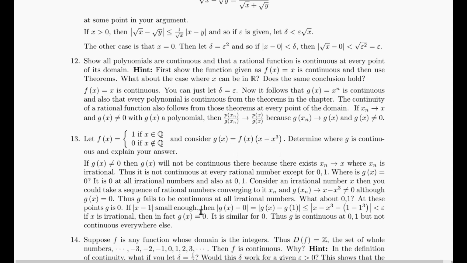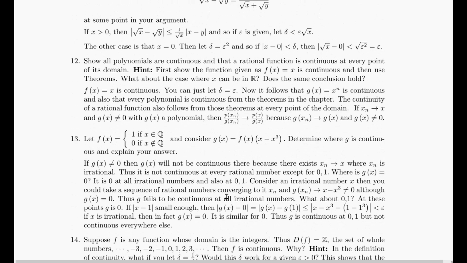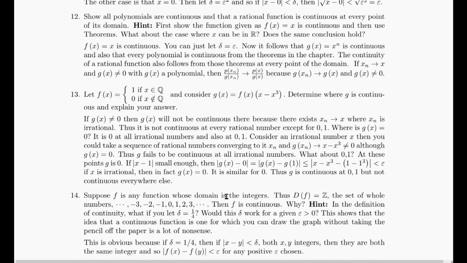If x minus 1 in absolute value is small enough, then g of x minus 0 is this, and that's smaller than this, and that's less than epsilon, because this is a polynomial, you see, and its value at 0 is 0. All right, so in fact, g of x is 0. Now it's similar for 0. So you see what happens is g is continuous at these 2 points, but it is not continuous everywhere else. See, not continuous at the irrationals. It's not continuous at any rational other than these 2. That's what we discussed. And it is continuous at these 2 points. So it's kind of an interesting example. See, up here earlier, we had one that was continuous at all the irrationals and discontinuous at all the rationals. Here we have one that is continuous at exactly 2 points and discontinuous everywhere else.